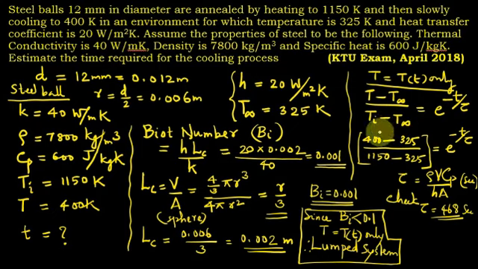This left hand side you work out. Left hand side: 400 minus 325, divided by 1150 minus 325, and that is equal to e raised to this. So you take the anti-log.